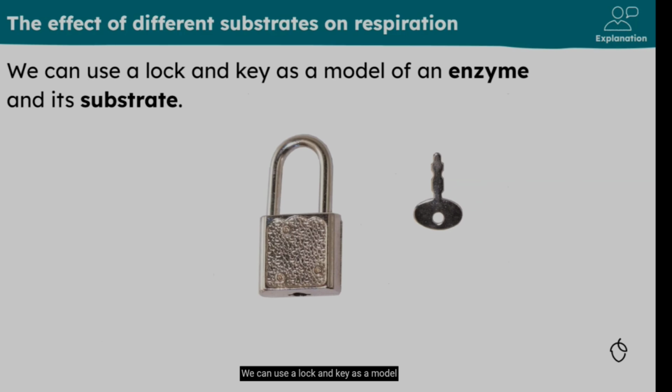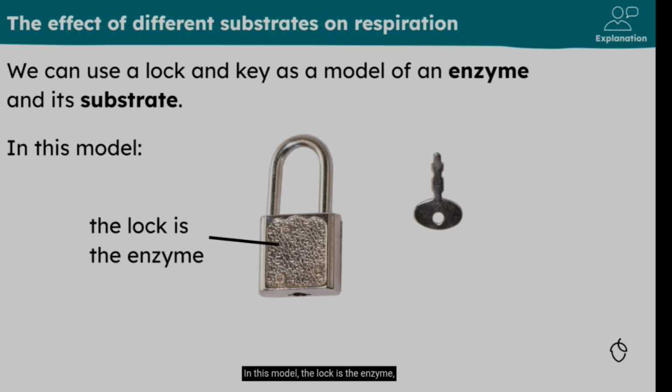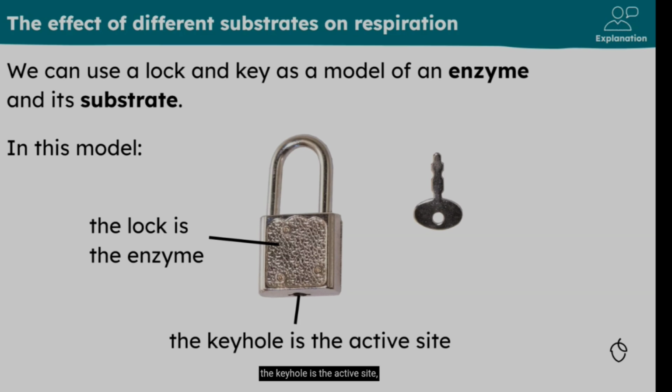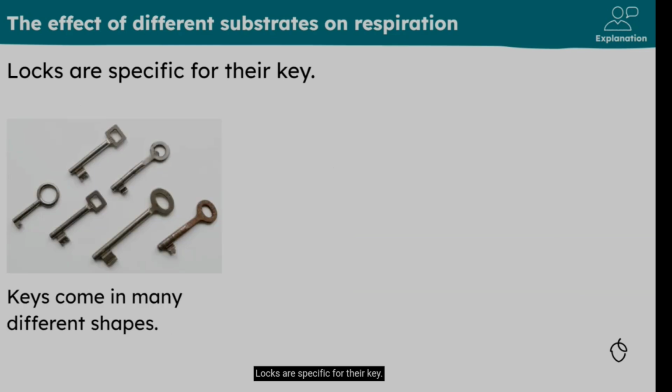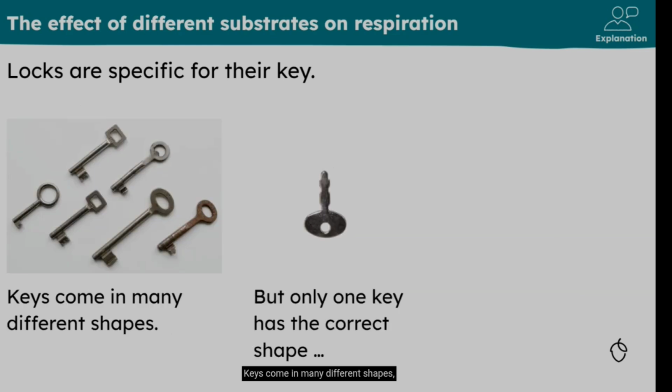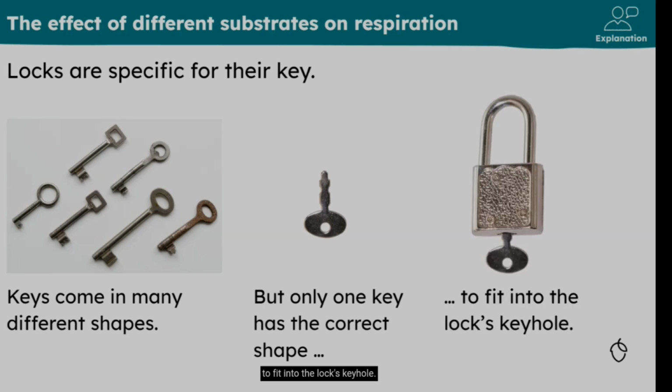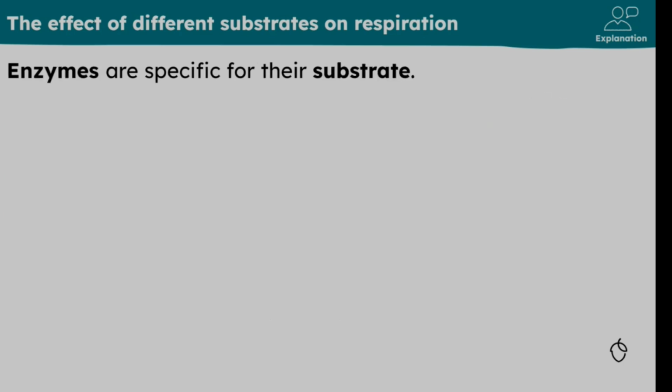We can use a lock and key as a model of an enzyme and its substrate. In this model, the lock is the enzyme, the keyhole is the active site, and the key is the substrate. Locks are specific for their key. Keys come in many different shapes, but only one key has the correct shape to fit into the lock's keyhole.